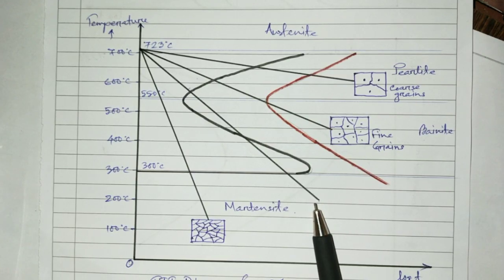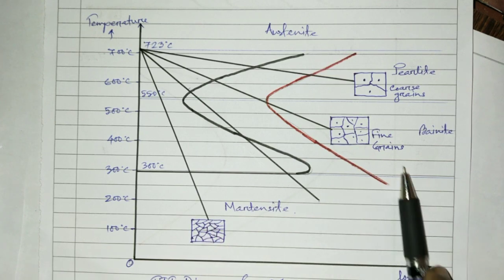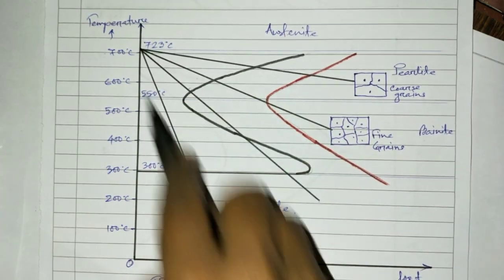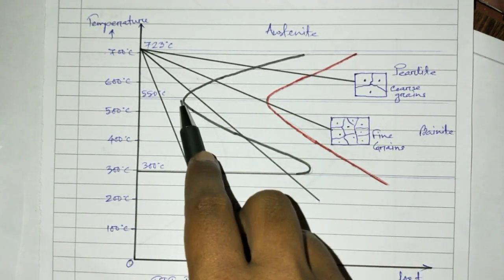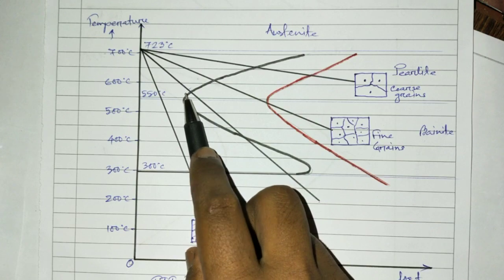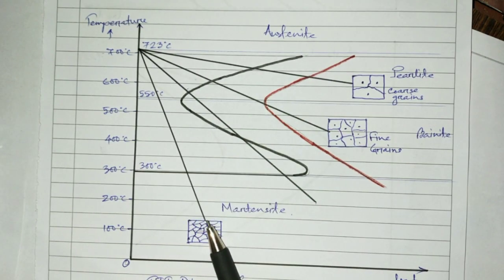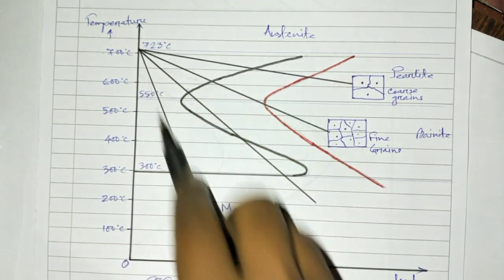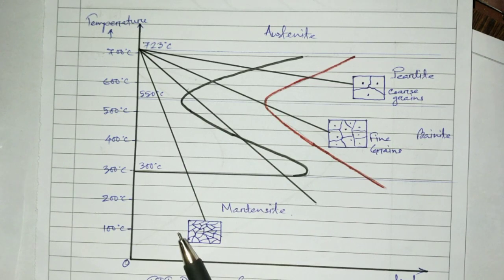Now if we increase the cooling rate much higher, what will we get? This can be done by water quenching. If the cooling rate is increased, the line will miss even the starting point, the nose. It will come towards the left of the nose. So the whole austenite completely transforms into martensite.